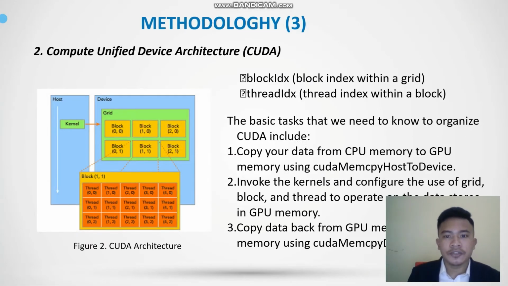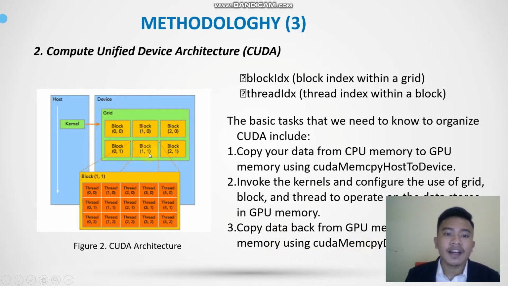The next is CUDA. CUDA is a programming model that enables parallel programming. The basic tasks that we need to know to organize CUDA include copying your data from CPU memory to GPU memory using CUDA memcopy host to device, and then invoking the kernels and configuring the use of grid, block, and thread to operate on the data stored in GPU memory. And the last, copying data back from GPU memory to CPU memory using CUDA memcopy device to host.